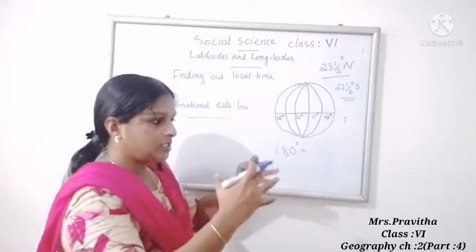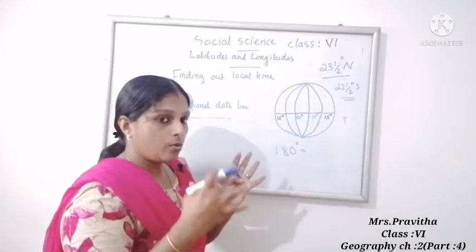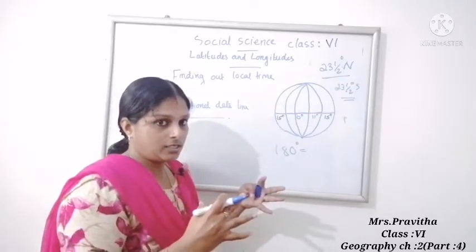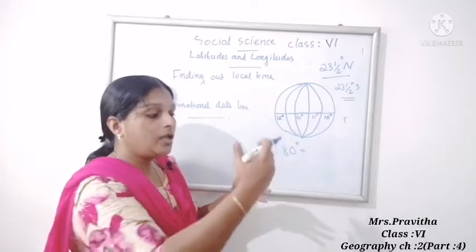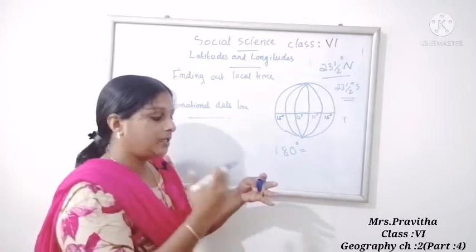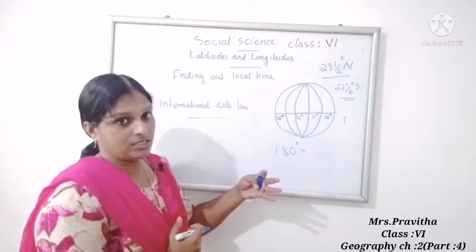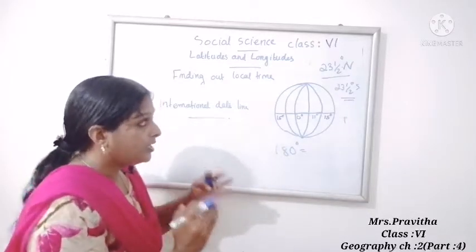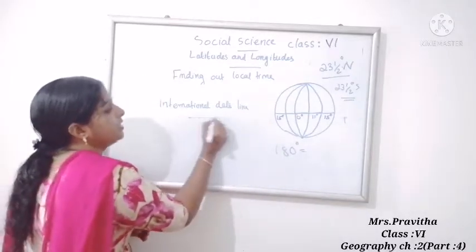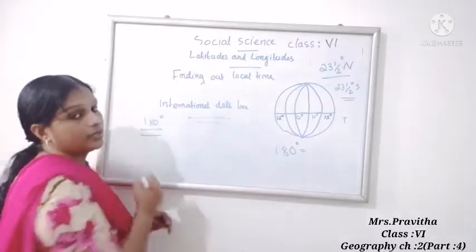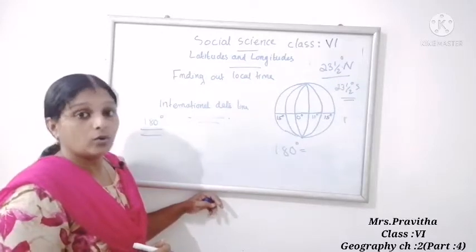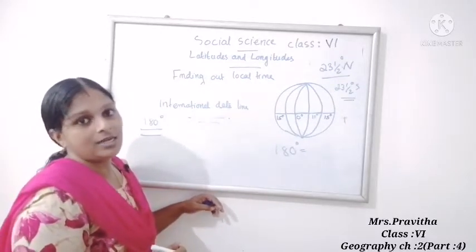In a globe 360 degree longitudes are there. One side 180, one side 180. So total 360 degree longitudes are there, and one side 0 degree will be there, opposite side 180 degree will be there. Okay, so this 180 degree longitude is known as international dateline. So what is international dateline? 180 degree longitude is known as international dateline.